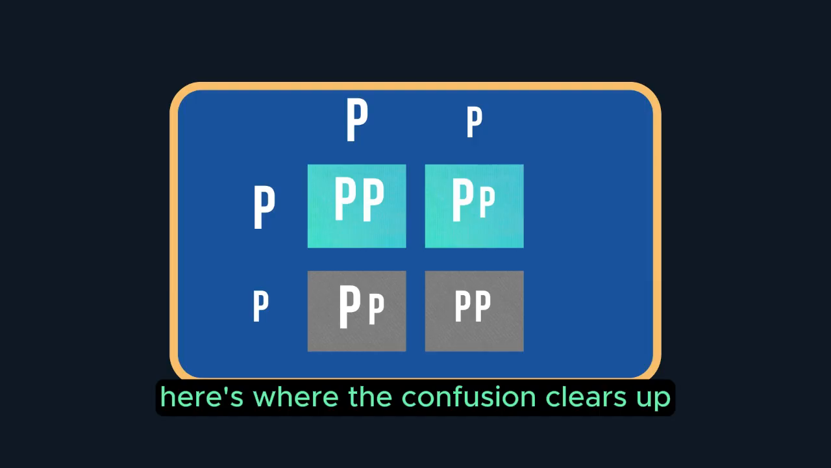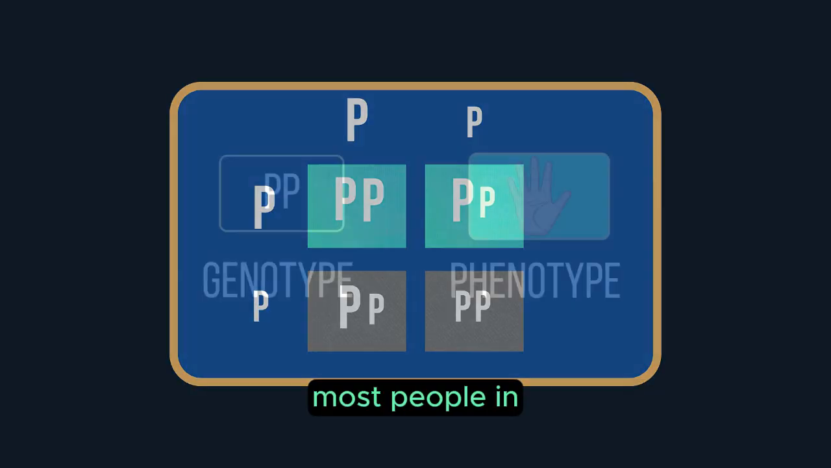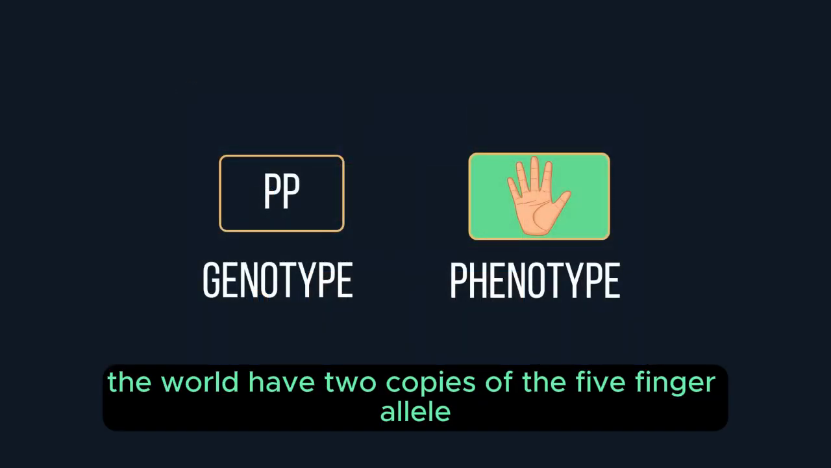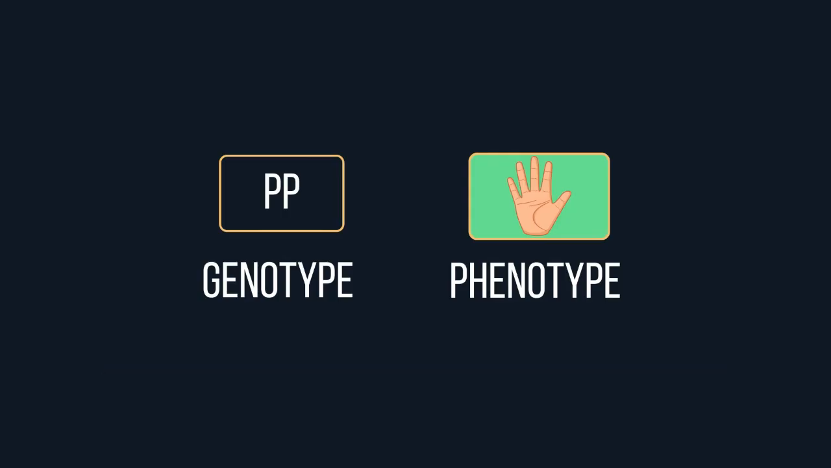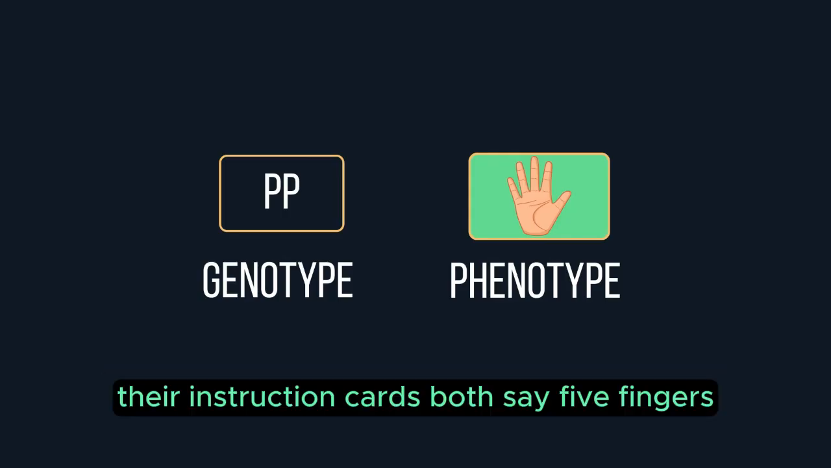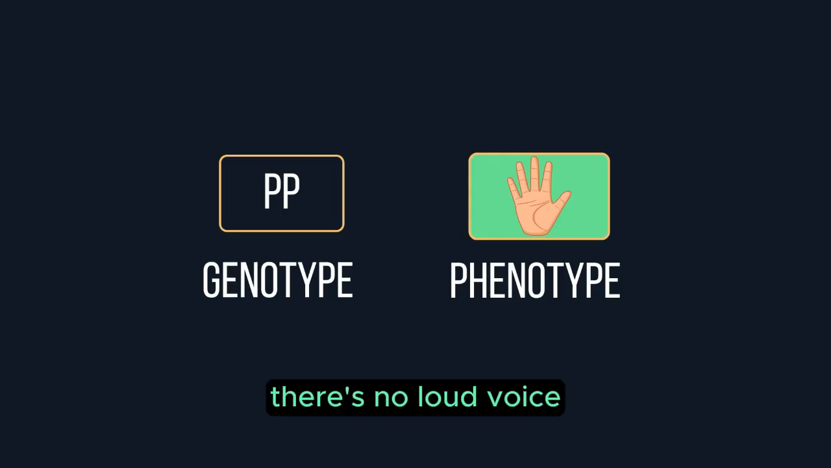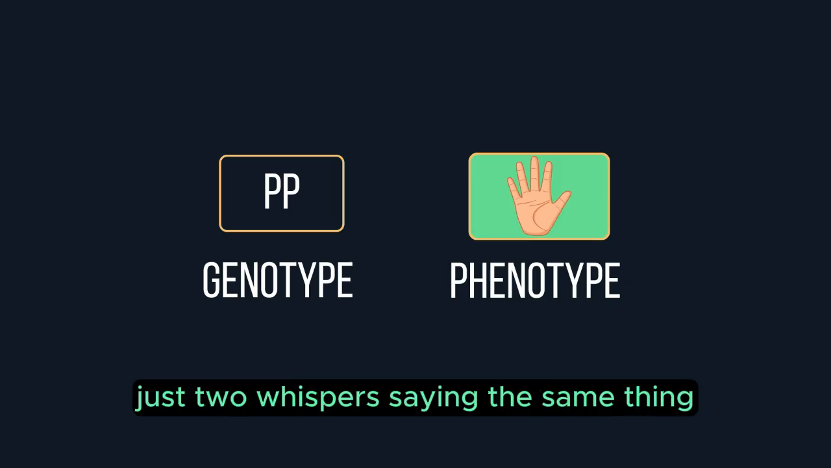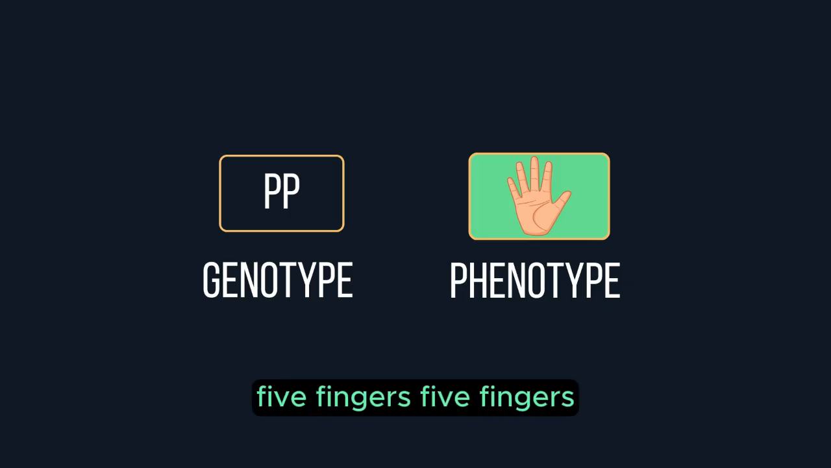Why is six fingers rare even though it's dominant? Here's where the confusion clears up. Most people in the world have two copies of the five-finger allele. Their instruction cards both say five fingers. There's no loud voice, just two whispers saying the same thing: five fingers, five fingers.